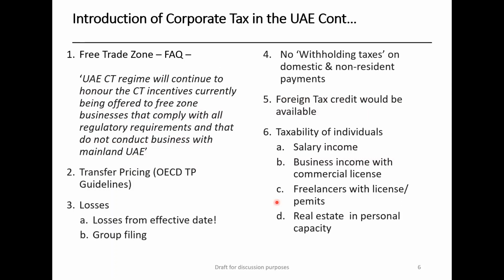Some questions that you may have, basic points in terms of coverage. As an example, there's a free trade zone which is fairly popular, especially multinationals doing business tend to set up their presence in free trade zones. The FAQ touches briefly on this point. It suggests that the corporate tax regime will continue to honor the corporate tax incentives currently being enjoyed or offered to free trade zones, where that entity does not conduct a business in the mainland. With this, I would tend to believe that entities in free trade zones would continue to be exempt, and it is only the mainland that would be taxed.